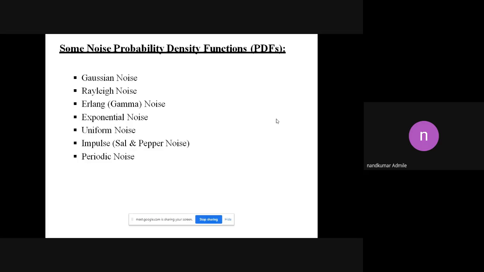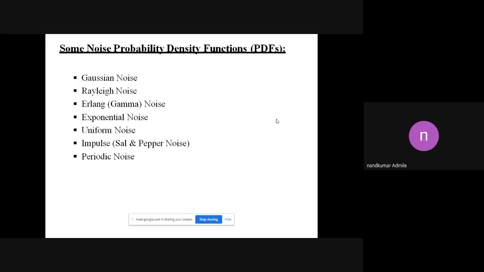Maybe we can study different types of noises in signal processing also, or in digital communication, where we study interference and how to minimize the interference. Similar to that, in image processing also we have to study the different types of noises. We have to study these noises one by one.